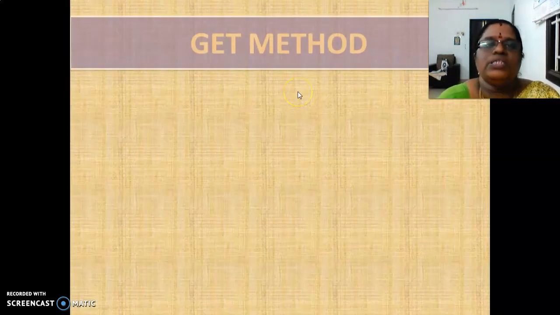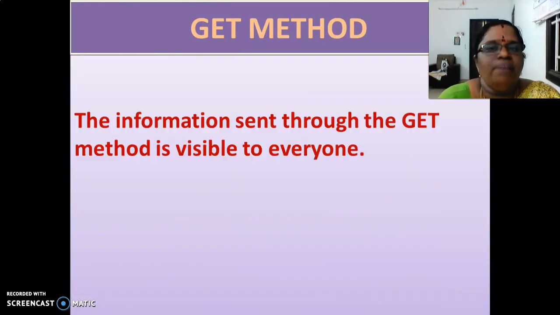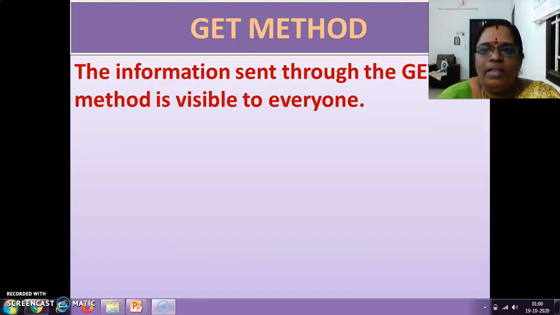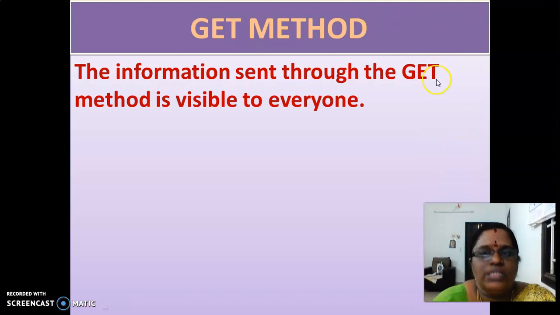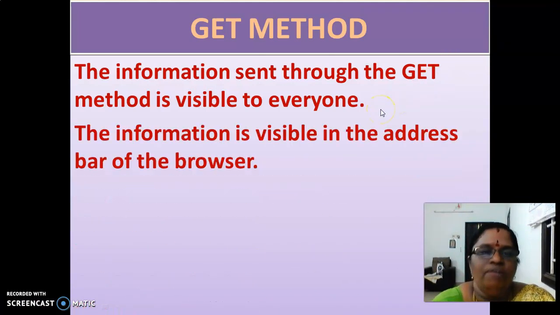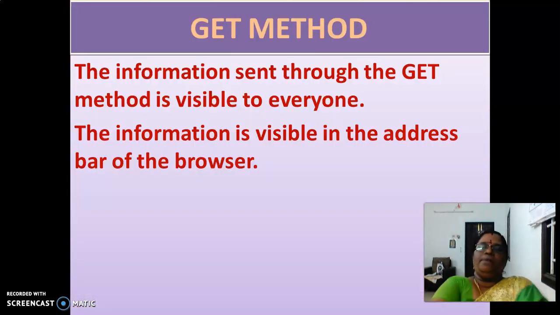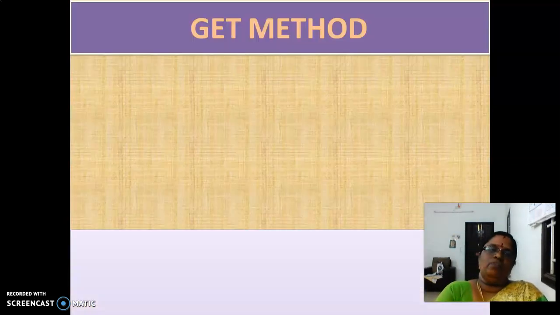The next one is the get method. The information sent through the get method is visible to everyone. The information is visible in the address bar of the browser. So with the get method, the information will be visible to everyone. It is not secret, it is not secured. The information is visible in the address bar of the browser itself.